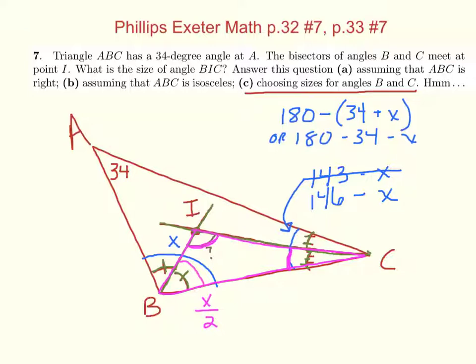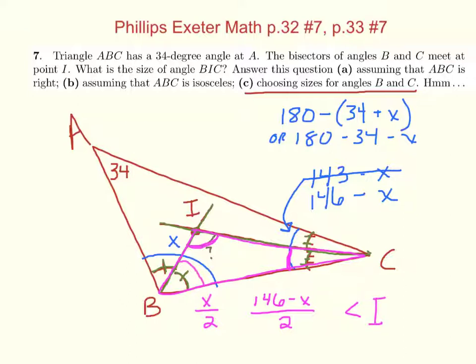What's that? So yeah, that would be 146 minus x over 2. Everyone okay with that? And then we have angle I. I'll just call it angle I. It's BIC. But we have angle I that we want to find.